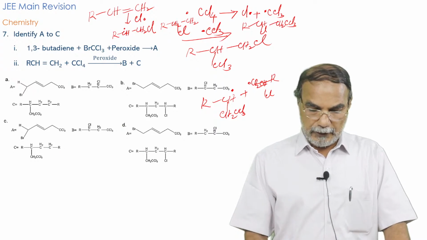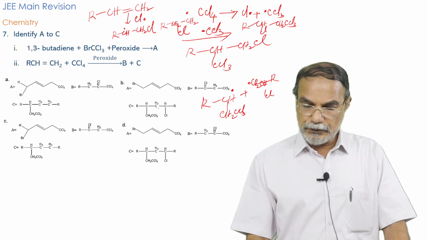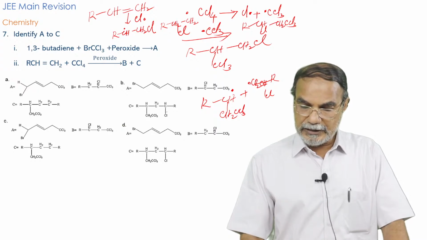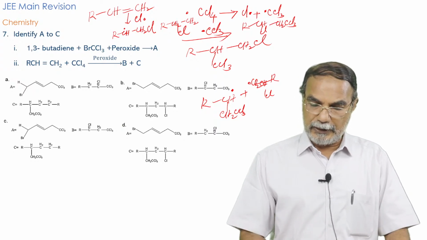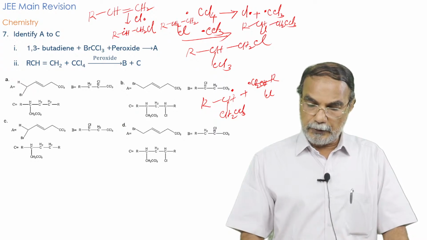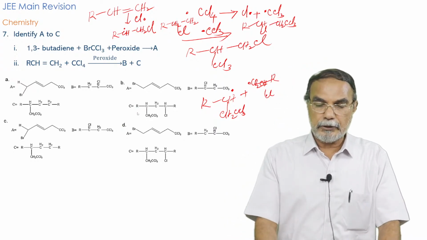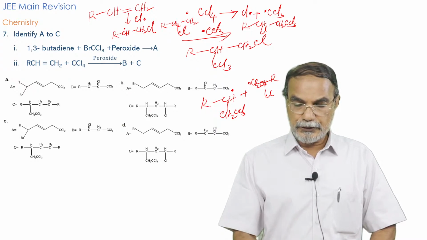Here also that option is given, RCH CH2CCl3 CH2CHClR. So the first option was okay with all the four options. The first compound A was okay. Now the second compound RCHCl CH2CCl3 is okay in option B. Now the third compound formed by the recombination of these radicals is also in option B, and therefore option B seems to be the correct option, where the structures of A, B and C are correctly given.